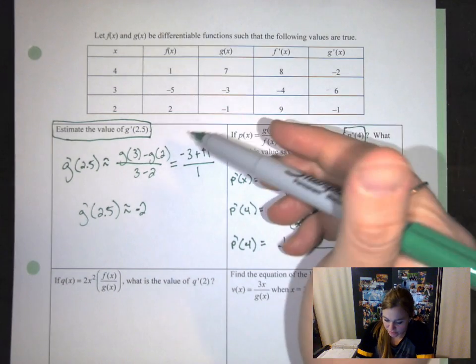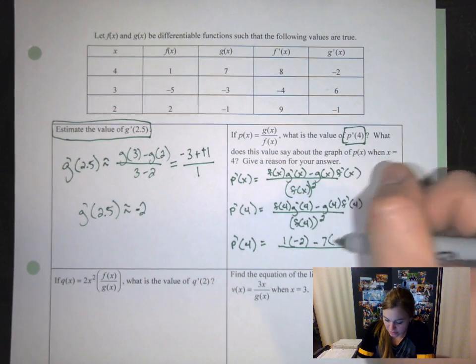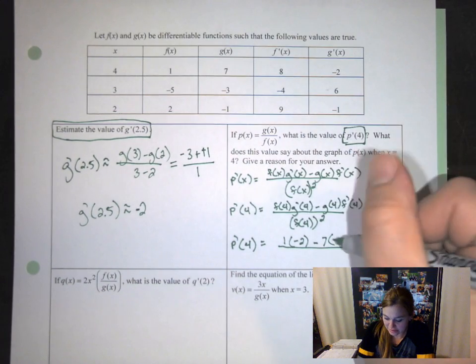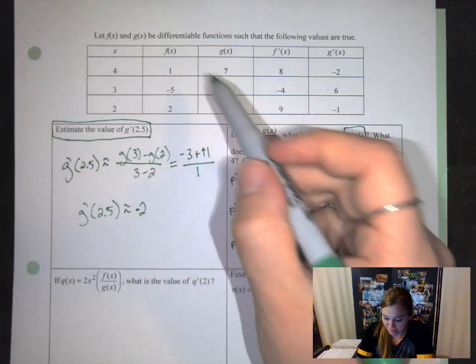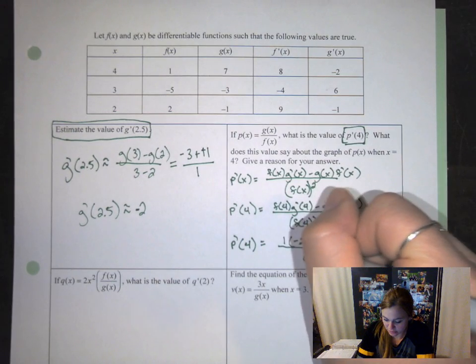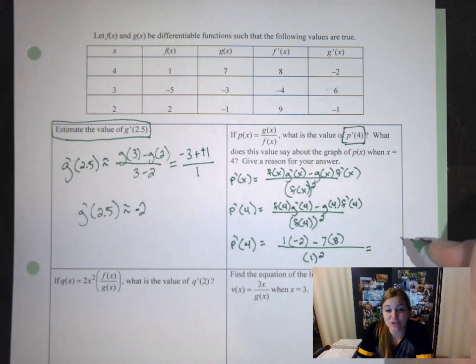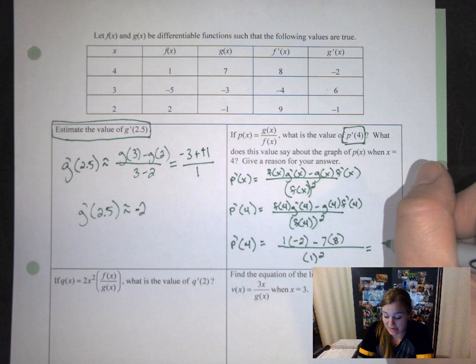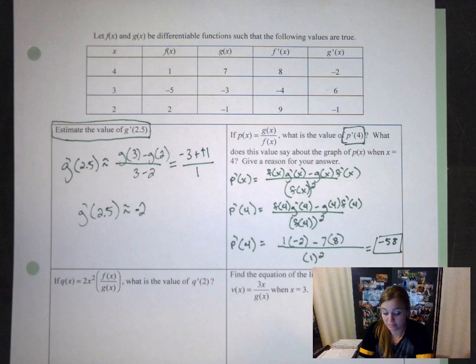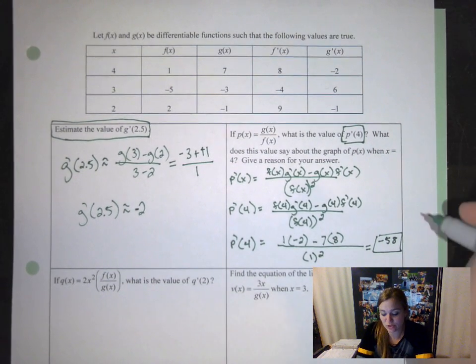G of 4 is 7. F prime of 4 is 8. F of 4 is 1 squared. If I did this, I would have -2 minus 56, which is -58. Oh my goodness, that's crazy. But that's okay. Crazy answers are okay.